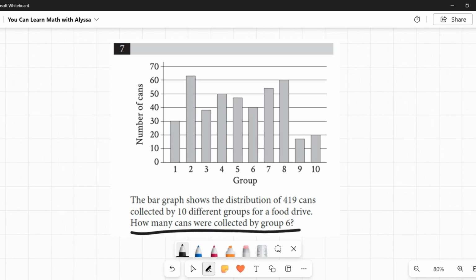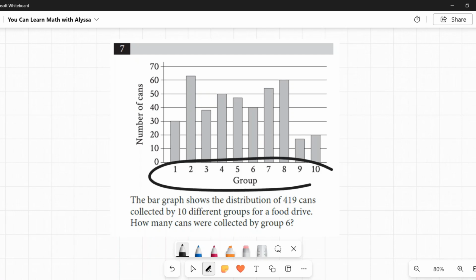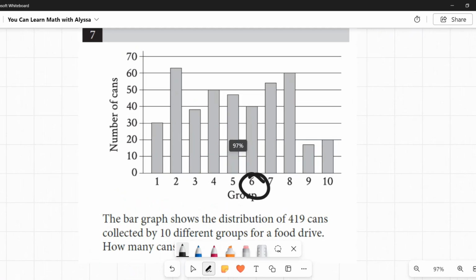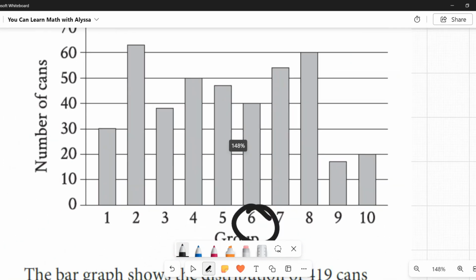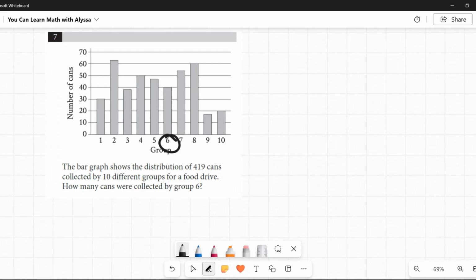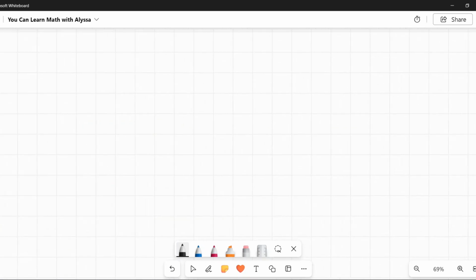So how many cans were collected by group 6? Down here we have our groups. So I'm going to look for group 6. I'm going to see how far up it goes. It is touching this line. If I go over here, that is right at 40. And it's dead on. There's no gap. It's not above, it's not below it. That is straight. It is 40. So that is my answer. 40 cans were collected by group 6.